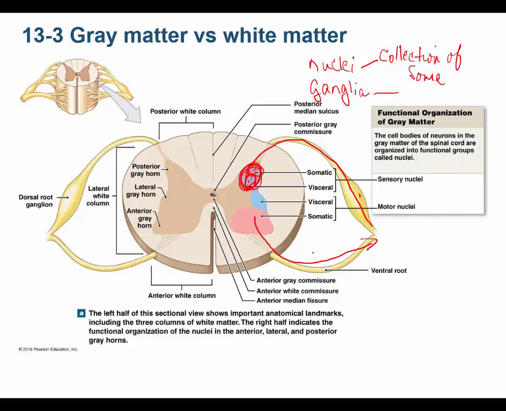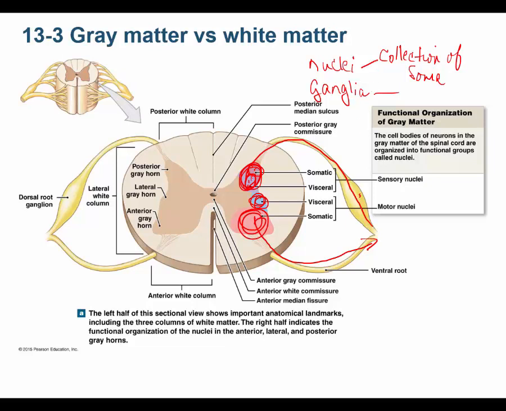But the soma of my motor neurons exist here in the gray matter, and there's a pool of soma called visceral motor nuclei, and there's a pool of soma called somatic motor nuclei. The visceral motor nuclei belong to the autonomic neurons, and the somatic motor nuclei belong to the somatic neurons. So the autonomic neurons go to smooth muscles, and the somatic neurons go to skeletal muscles. So there's organization here with the gray matter, and there's organization, by the way, with the white matter, but I'm just showing you the organization of these nuclei.